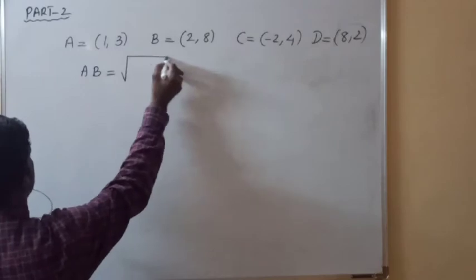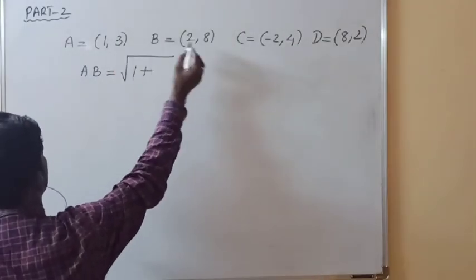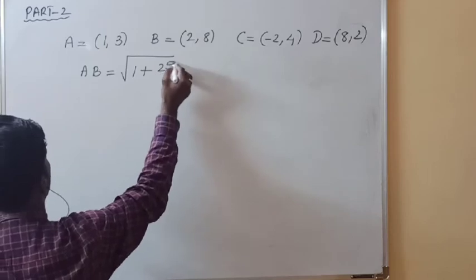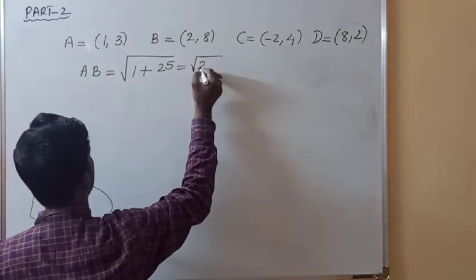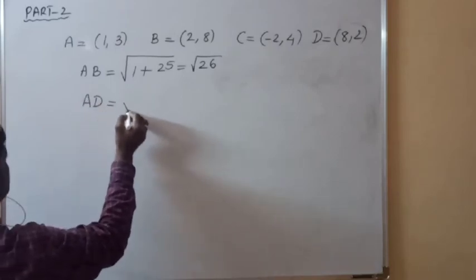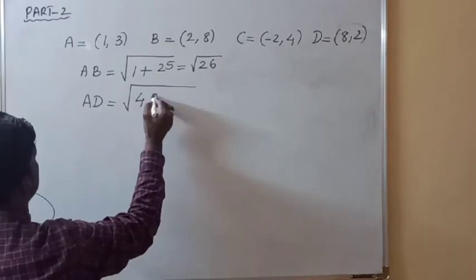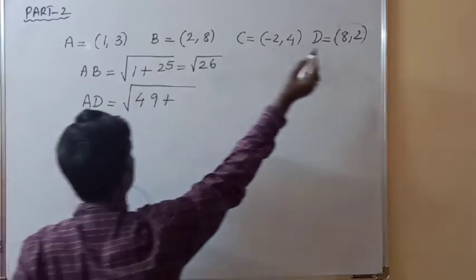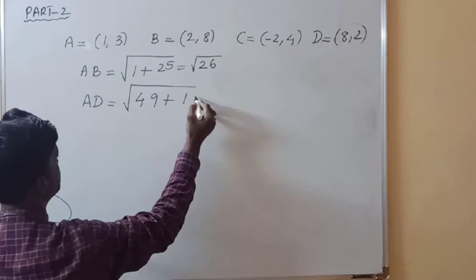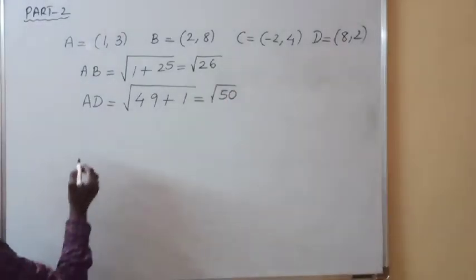What will you get? AB distance: 1 minus 2 whole square, 1, plus 3 minus 8 whole square, 25. So root 26. Next to find AD distance: square root of 1 minus 8 whole square, 49, plus 3 minus 2 whole square, 1, root 50. Next to find AC distance.